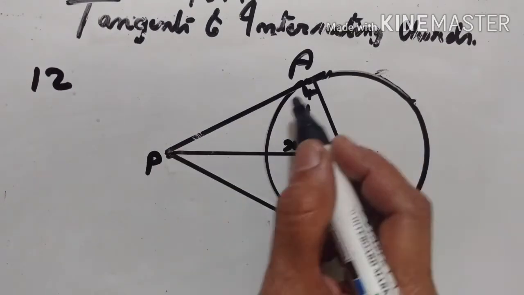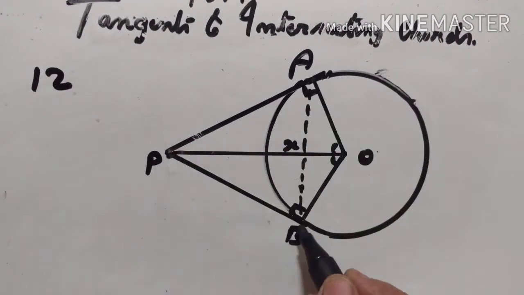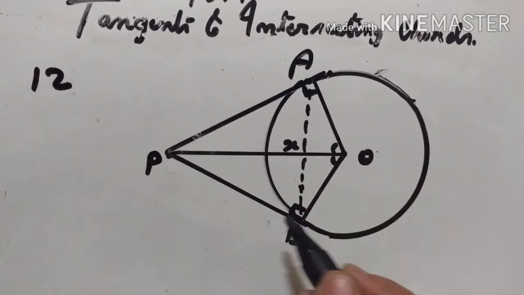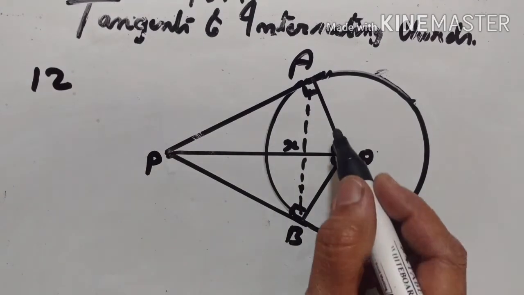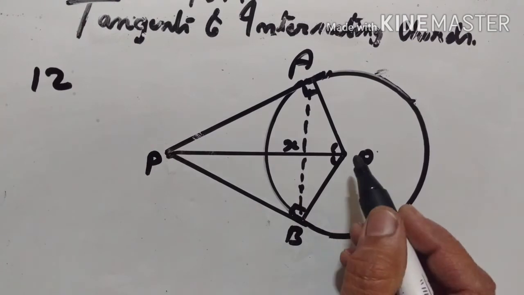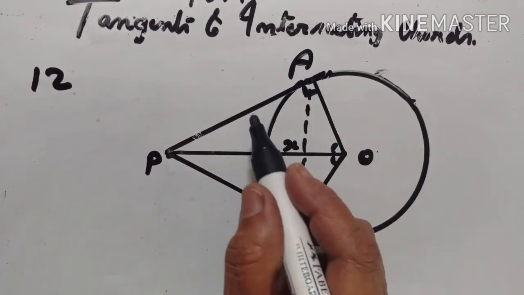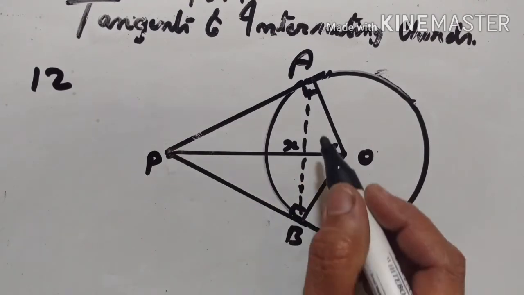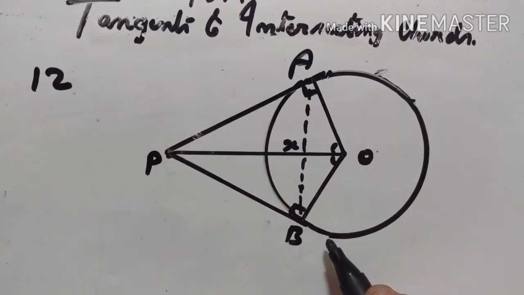Now in triangle OAP and triangle OBP, PA is equal to PB. Tangents from a point to the circle are equal. OA is equal to OB. Radii of this circle are equal. OP is the common side. Therefore, triangle OAP is congruent to triangle OBP, SSS postulate. Therefore, angle AOP is equal to angle BOP, CPCTC.